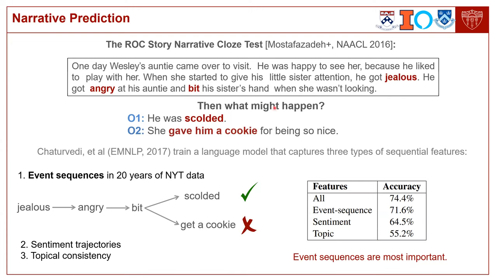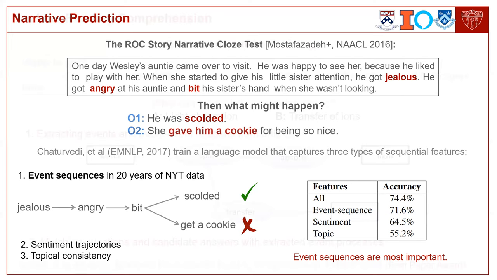Yeah. So using this idea, the work published by Snigdha Chaturvedi, who is now assistant professor in UNC, in 2017, they actually use three types of sequential features. They use the event sequences in 20 years of New York Times, and also at the same time, they use the sentiment trajectory and also topical consistency. But among those three types of features, Snigdha pointed out that the event sequence is the most impactful feature, such that using this feature alone, you will get very promising performance on ROCStories already.